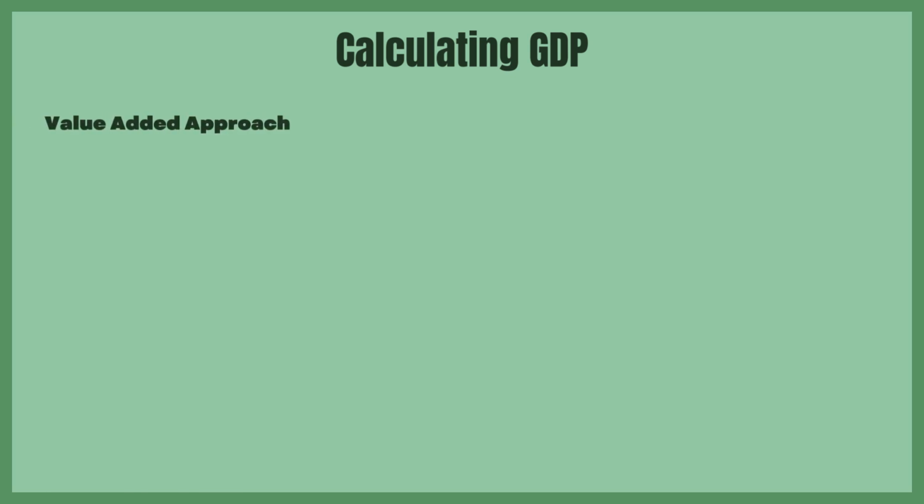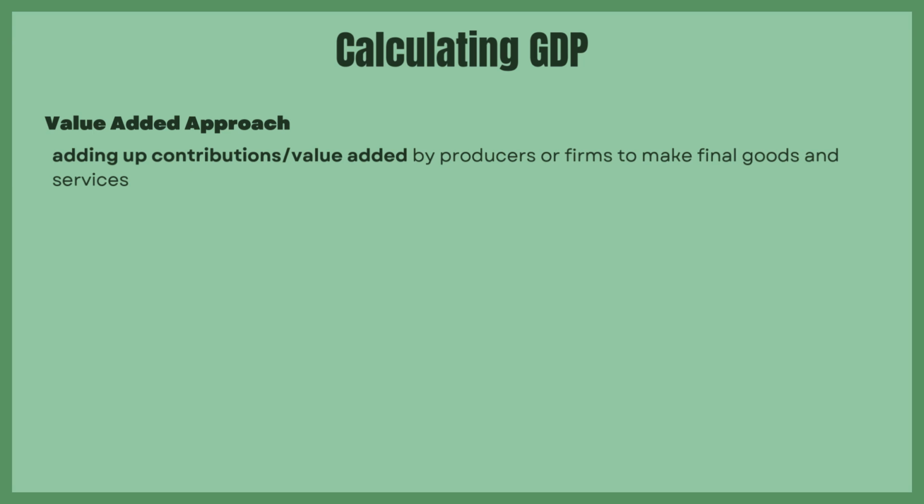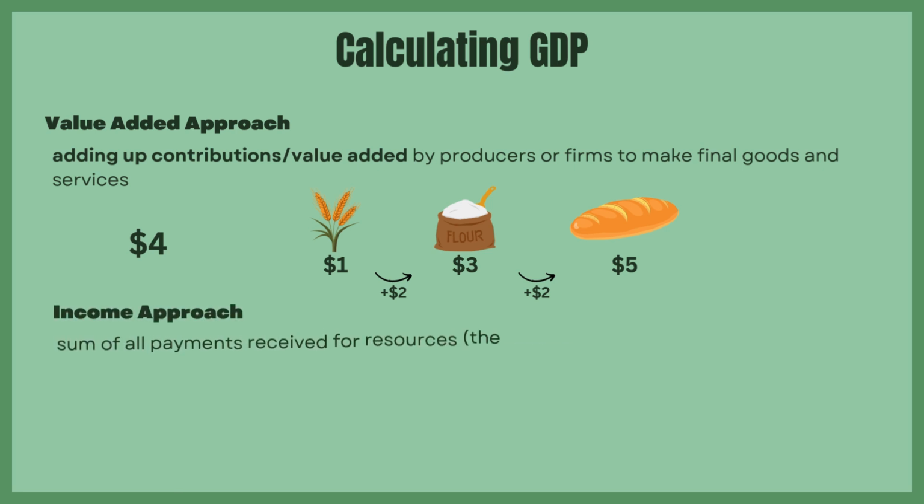The value-added approach calculates GDP by adding up the contributions or value added by producers or firms to make the final goods and services. Let's see an example. Wheat is sold for $1 and is bought by a mill to create flour that they sell for $3. A bakery buys this flour and uses it to make bread that they sell for $5. By adding up the value that each producer added, we get $4, which would be the amount that is contributed to GDP.